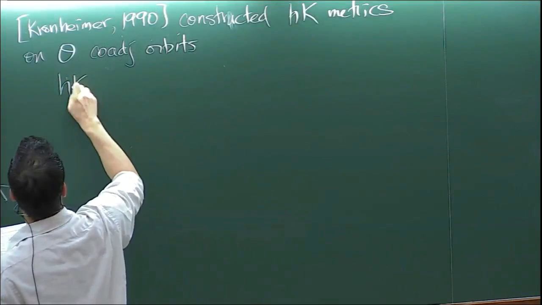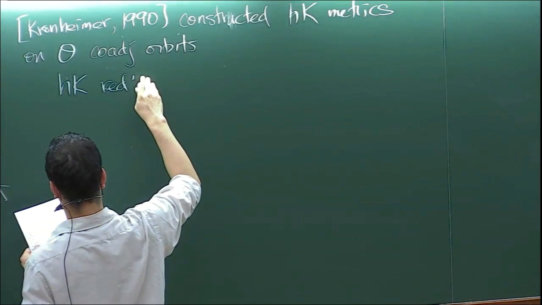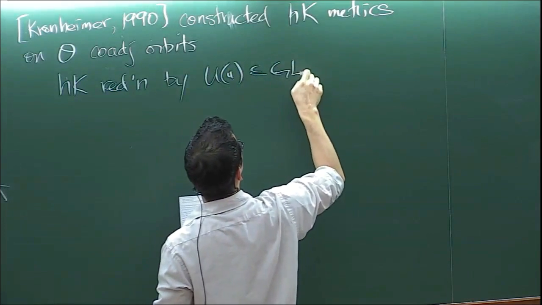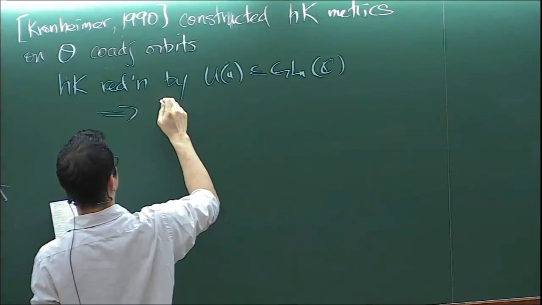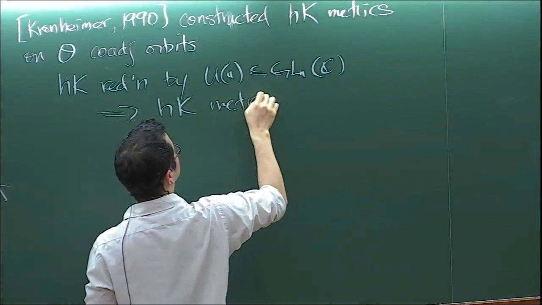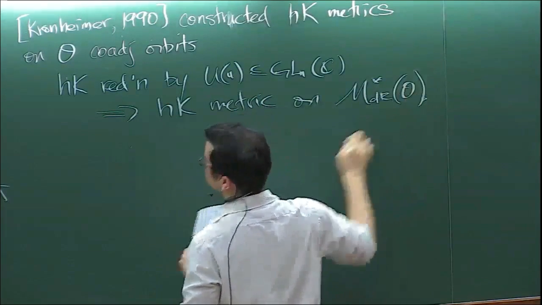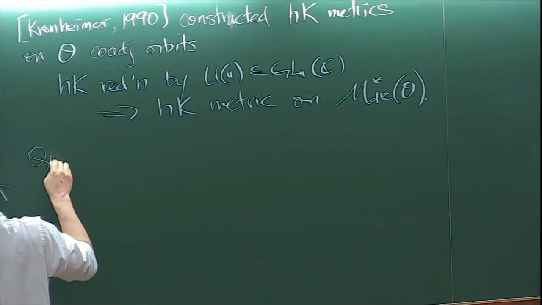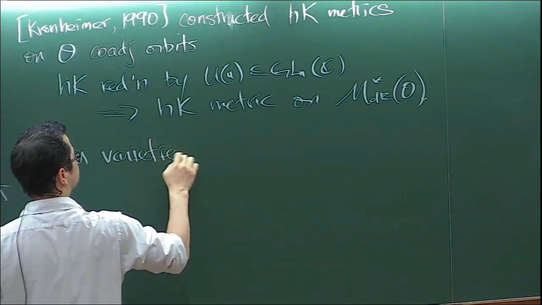So by hyper-Kähler reduction on the product, one gets a metric on this moduli space. There's also a realization of these spaces as quiver varieties.